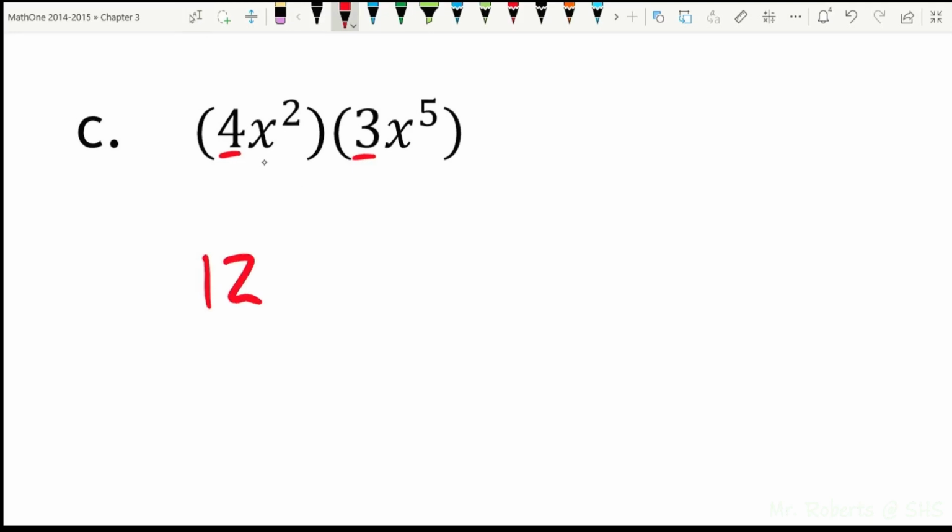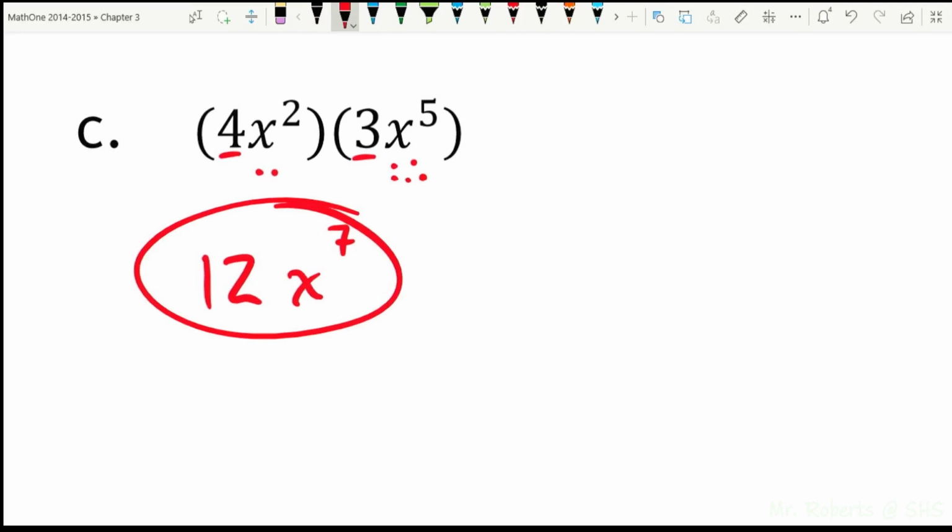And then if I have an x to the second, that's 2 factors of x times x to the 5th, 1, 2, 3, 4, 5. That's going to be x to the 7th power. So that's what C was, 12x to the 7th power.